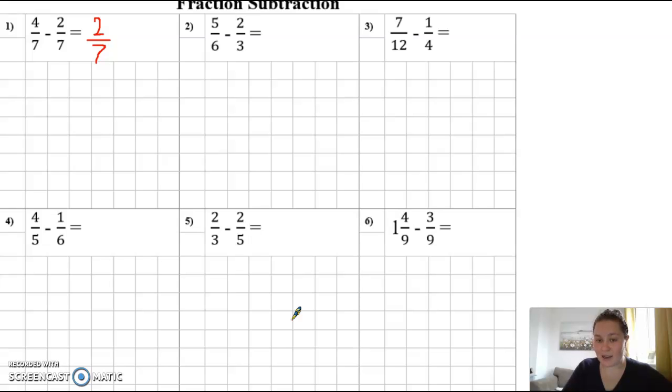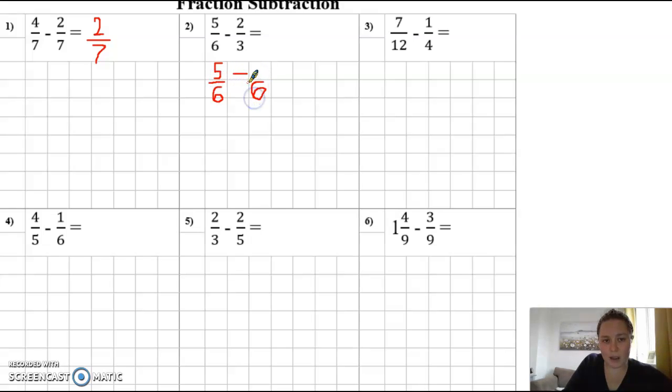5/6 take away 2/3. Now, we haven't got a common denominator, but I'm looking, can I use either of the existing denominators? Yes, I can. I could use 6 because 6 is in the 3 times table. So my 5/6 can just come straight down. And then my 2/3 needs to be converted.